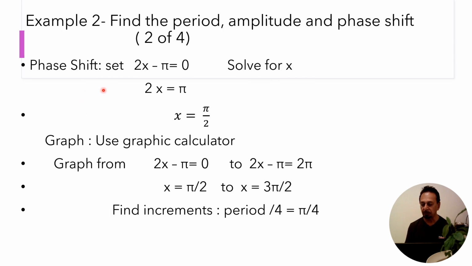So to find the phase shift, set 2x minus pi equal to 0. Now take the minus pi to the right and divide by 2. x is equal to pi over 2.